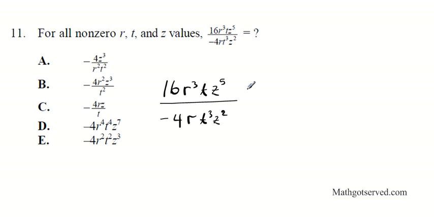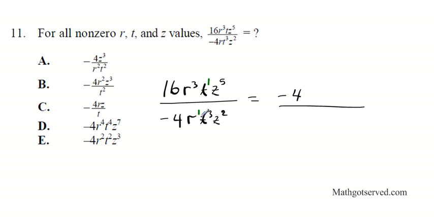A good strategy to use here is whenever you don't have any degrees on a variable, you put a 1. That's a default degree. So t doesn't have a power, so I put a 1. R doesn't have a power, so I'll insert a 1. All right, so let's deal with the numbers first. What is 16 divided by negative 4? 16 divided by negative 4 is just negative 4, so we have negative 4. Now let's deal with the variables. Now this is a trick you can use.